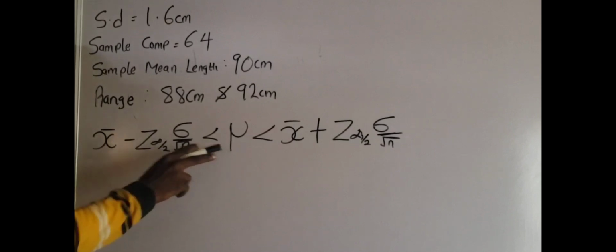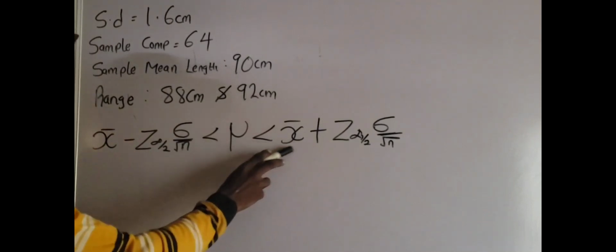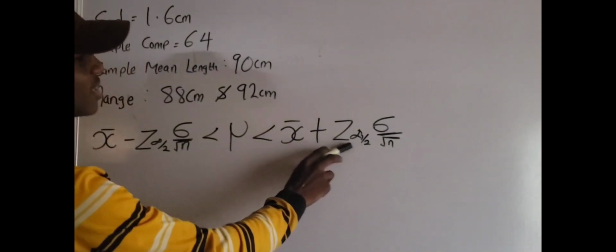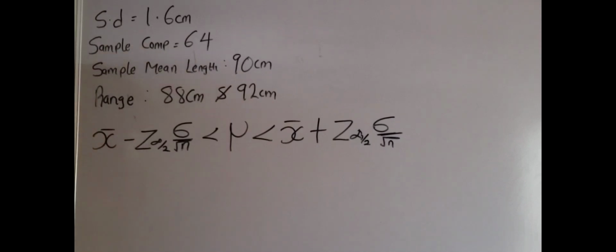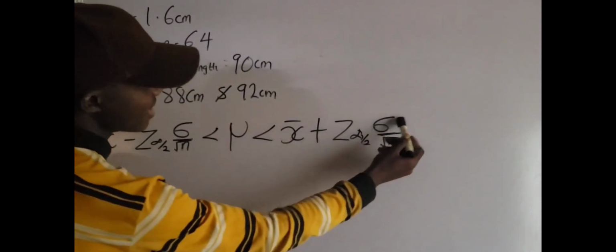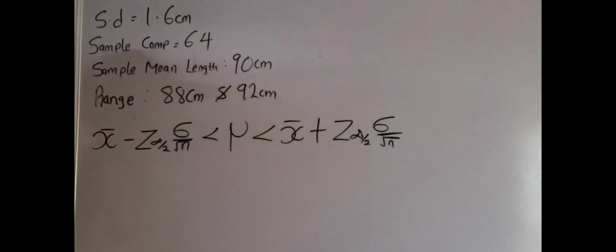Now, this is also X bar. That is the mean, and this is the standard critical value. The critical value, we are going to use our standard distribution table to determine, and this is the standard deviation, and N is the total number of the population sample. Okay, that is the sampled population, not the total population now, the sampled population. Now how do we solve this?